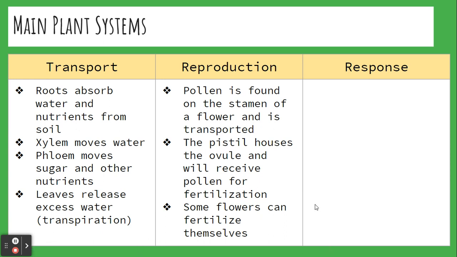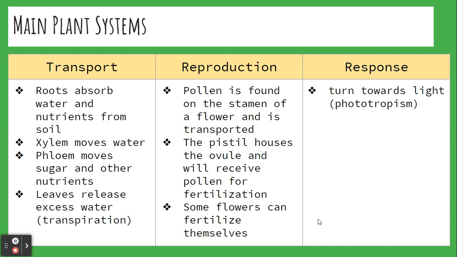Our final section of these plant systems is plant response. Now, this is when we're going to get into different types of what we call tropism, which is when plants respond to different stimuli. The first is, we all know that most plants, if you've ever had house plants, especially plants in pots, you'll notice that a lot of times they'll turn towards the light. That is referred to as phototropism.